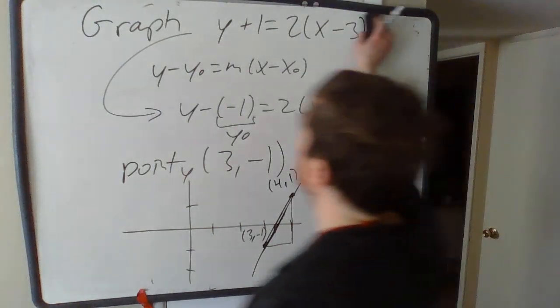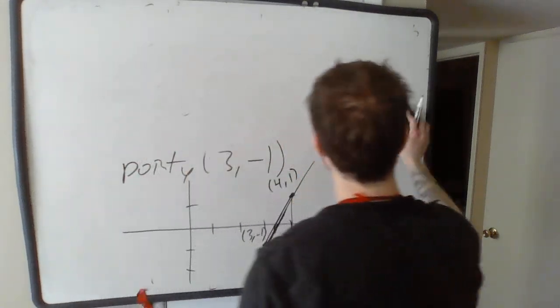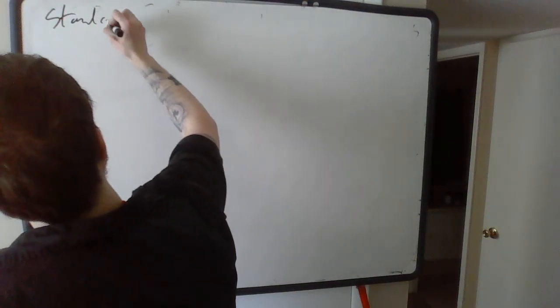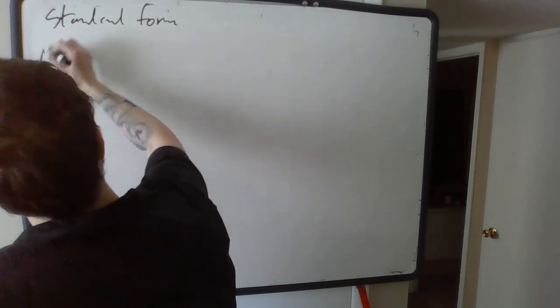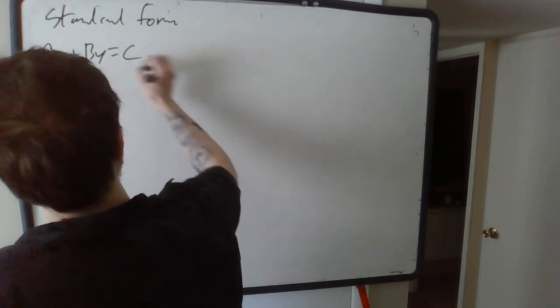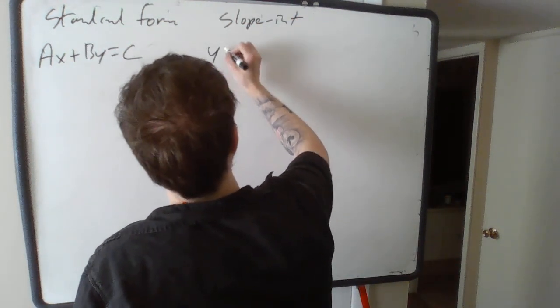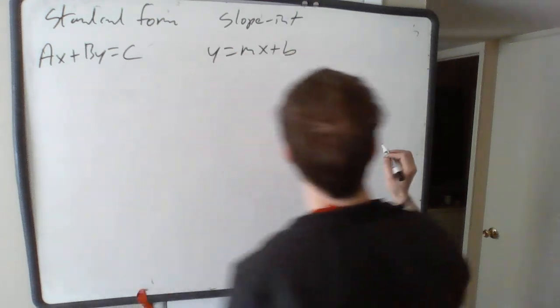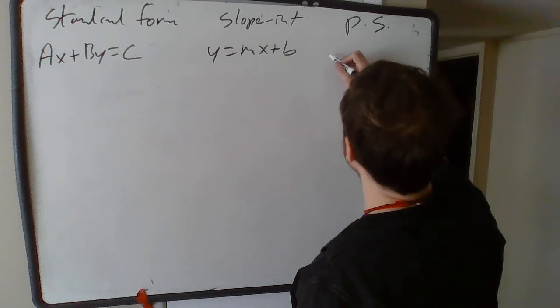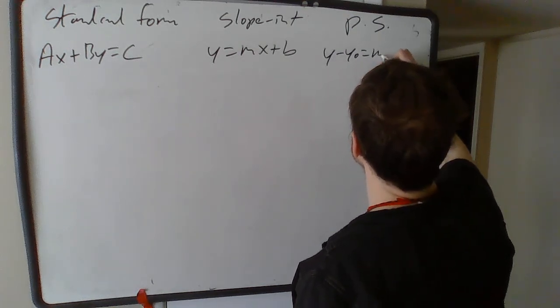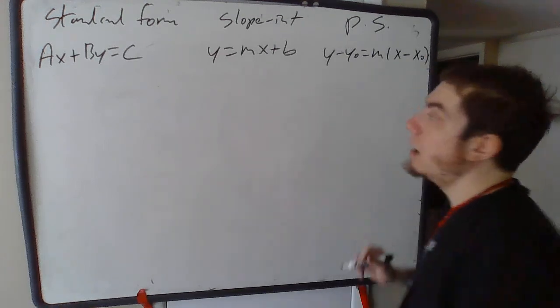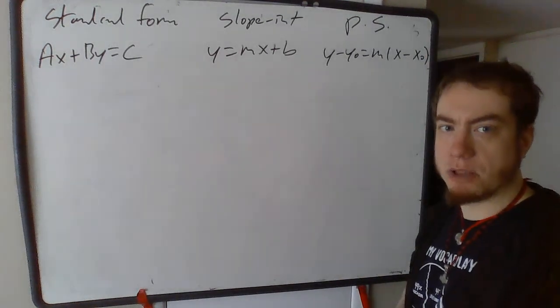What I want to talk about now is the relationships between standard form versus point slope form versus slope intercept form. So standard form for a line is ax plus by equals c. Slope intercept form is y equals mx plus b, and point slope form is y minus y0 equals m times x minus x0. But what are the relationships between all of these different forms?